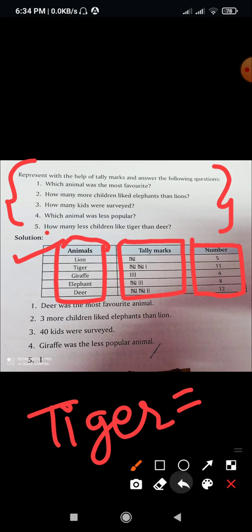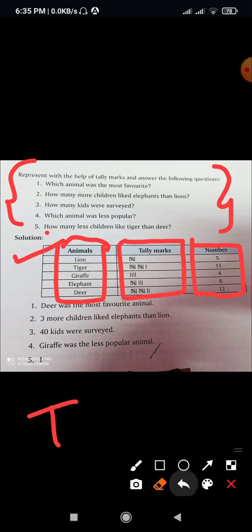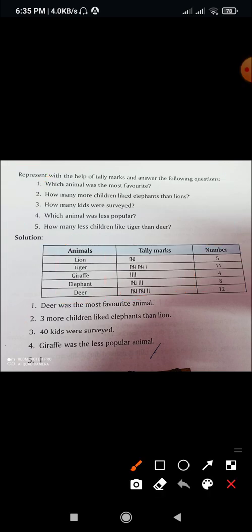So here in the question, first read question number one. Which animal was the most favorite? Here look at the table. I have given the numbers, I have counted the animals, how many times each animal is given. So lion is shown 5 times, tiger 11, giraffe 4, like this I have given the table. So question number 1 is which animal was the most favorite. Now here you can see, look at the table, the number column. Yes, the deer. The answer is deer was the most favorite animal because it has been shown 12 times.